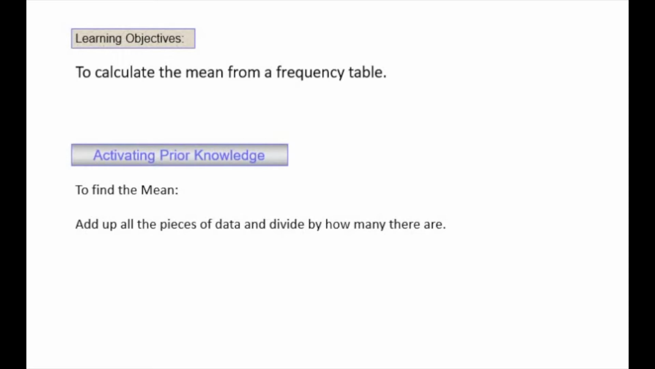Today we are going to try to calculate the mean from a frequency table. So just to recap from last time, the word mean means you want to add up all the pieces of data and then divide by how many pieces of data there are.